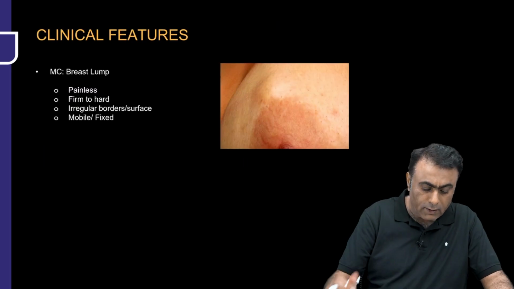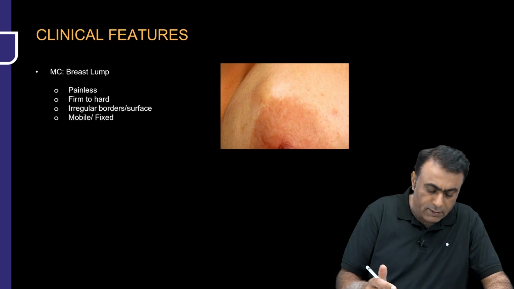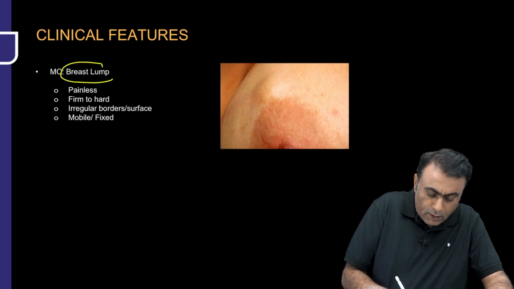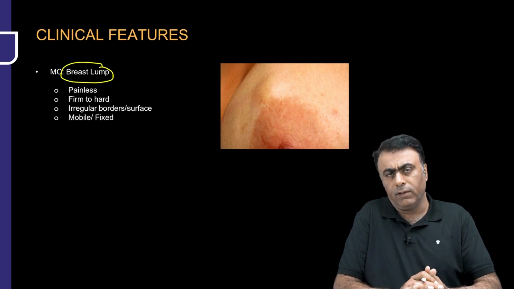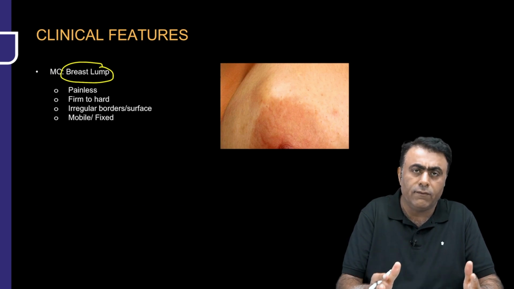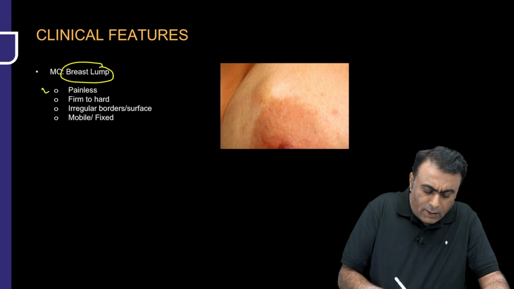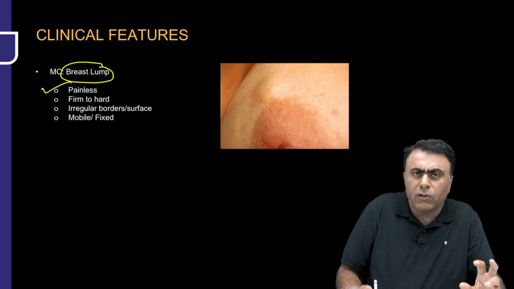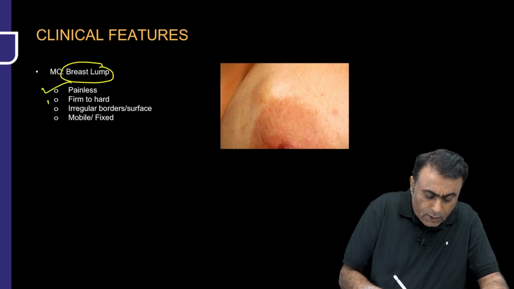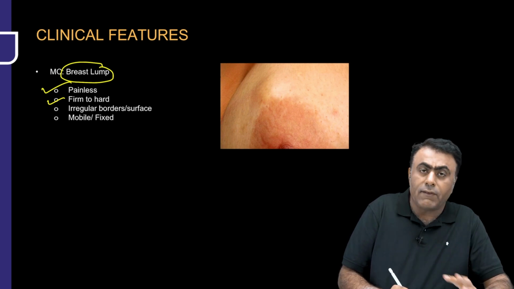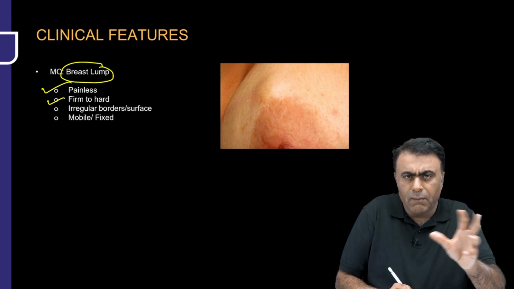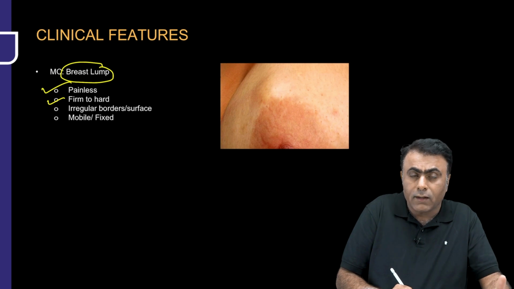The most common clinical presentation of a patient of breast cancer is a breast lump. Now, what are the features of this lump which, if present, we can say this most likely is a cancer? This lump usually will be painless. It is firm to hard in consistency. It will have an irregular surface and irregular borders, and maybe some mobility will be there, but it can be fixed as well.